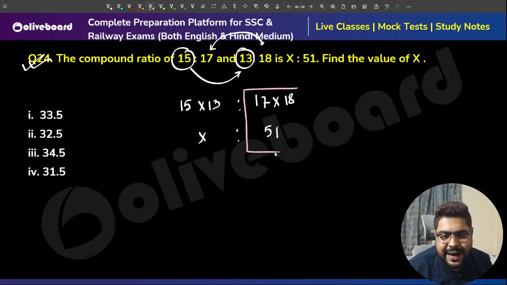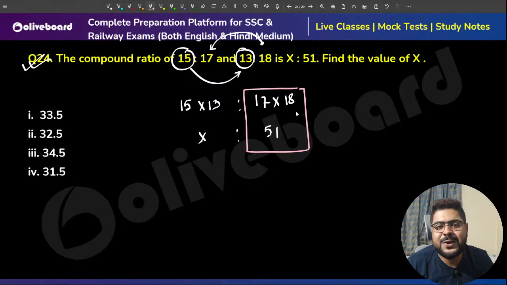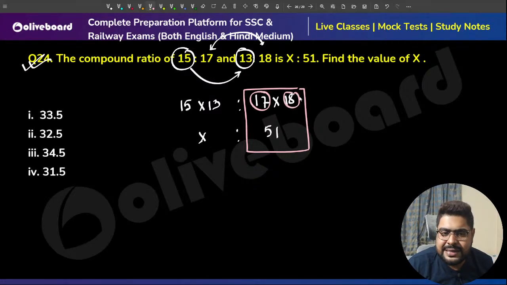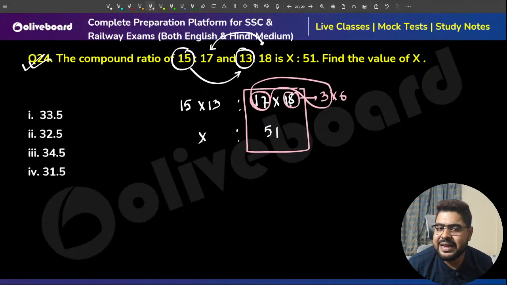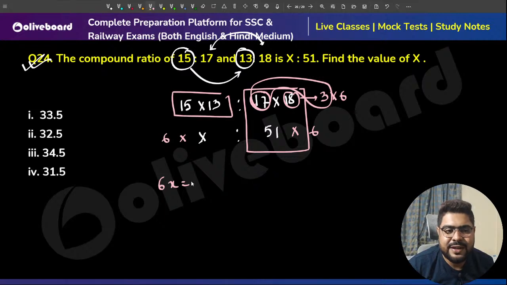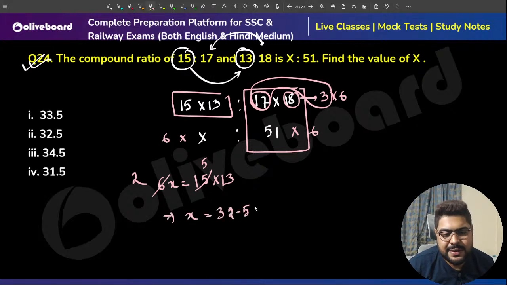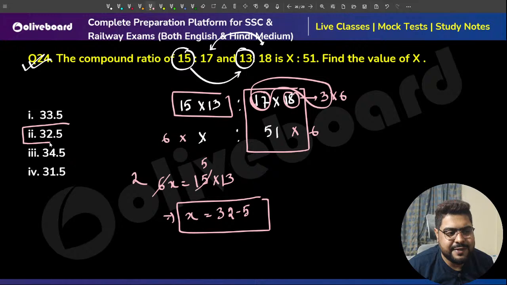Try to make this similar. So you see 17 and this is 3 times 6. 17 into 3 is 6, sir. That means I need to multiply this particular ratio by 6. Here also multiply 6. So 6x, it is equal to this, sir. 15 ratio into 13. So 2 and this is 5. 5 13 is 65 by 2. 32.5, sir. 32.5 is the value for x.